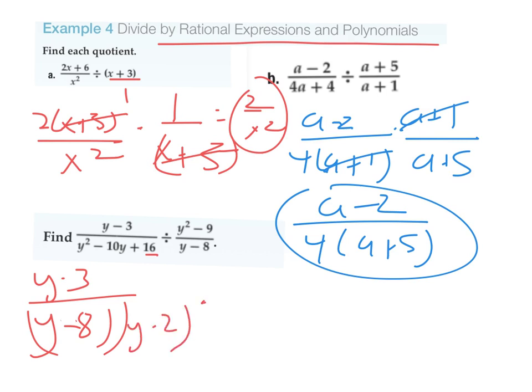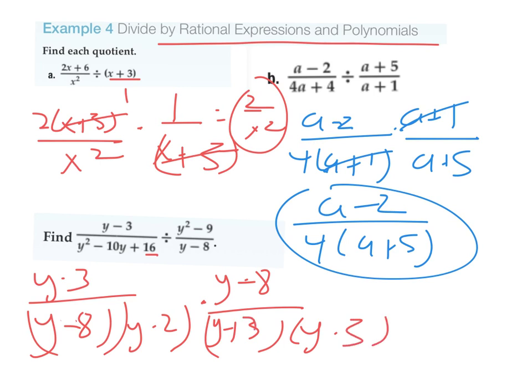I'm going to keep, so I have a y minus 8 on top if I flip it, and this is y plus 3, y minus 3. And now my y minus 3's cancel, my y minus 8's cancel, and so what I'm left with is a 1 on top, and a y minus 2 and a y plus 3. So y minus 2, y minus 3.